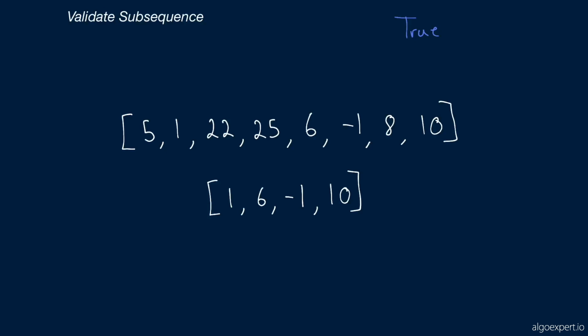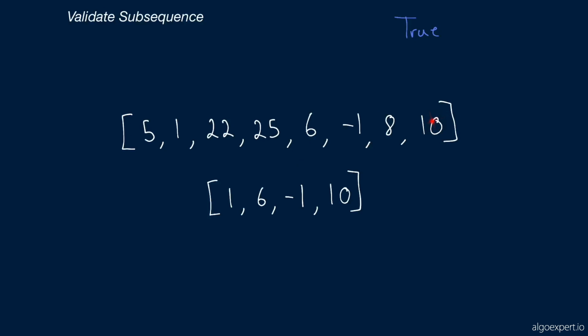And so this question gives us two arrays of integers, and we're told that they're non-empty, and it wants us to write a function that is going to determine whether or not the second array is a valid subsequence of the first one. So for example here, we have to determine whether or not this array is a valid subsequence of this array.